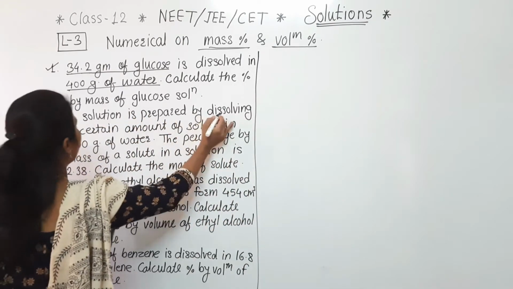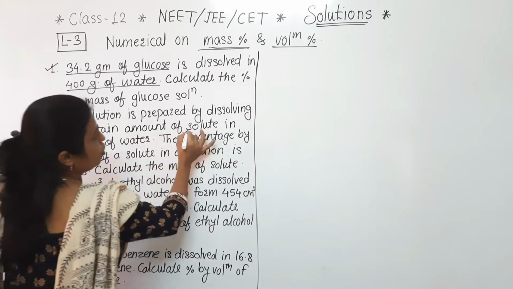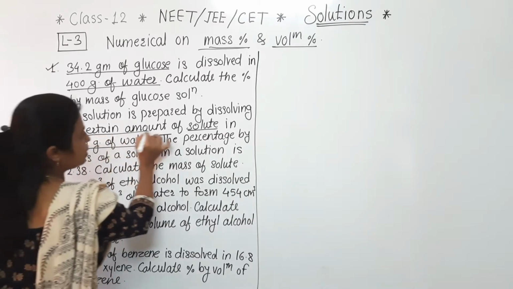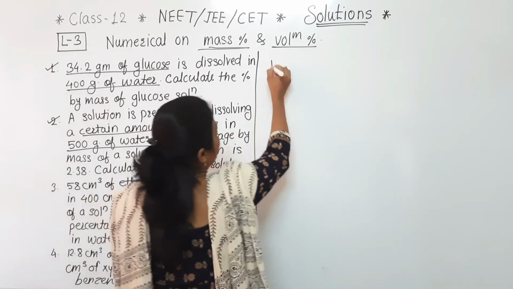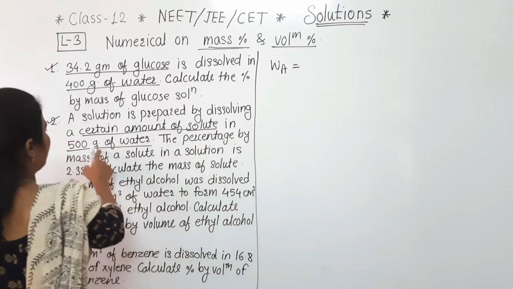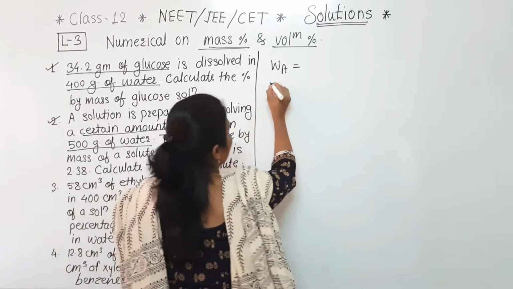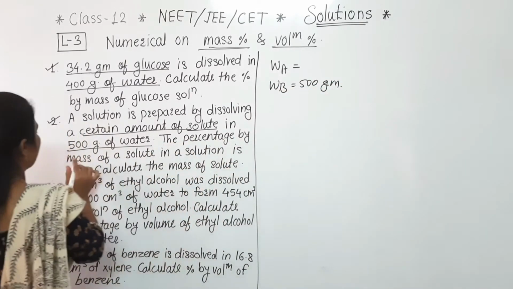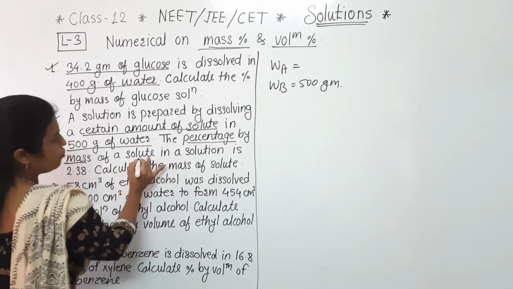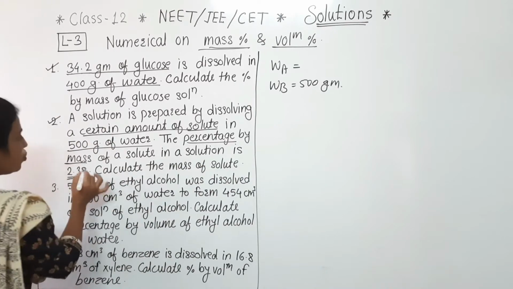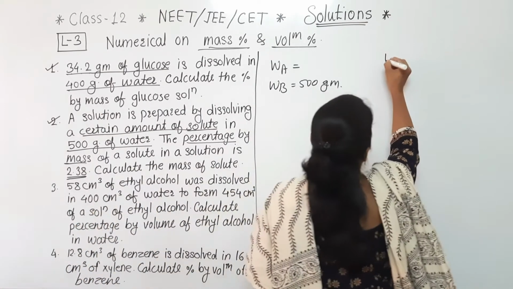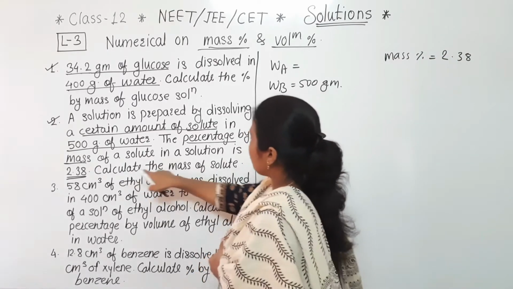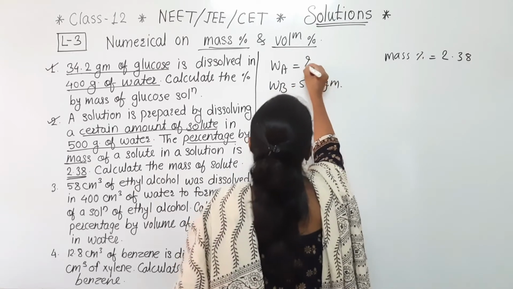A solution is prepared by dissolving a certain amount of solute in 500 gram of water. What is given? Certain amount of solute, means the mass of solute is not given. ठीक है. Next one, in 500 gram of water, means WB is given, it is 500 gram. The percentage by mass of a solute in the solution is 2.38. So what is given? Mass percentage they have given, and it is 2.38. What we have to calculate? We have to calculate the mass of solute, means WA we have to find out.